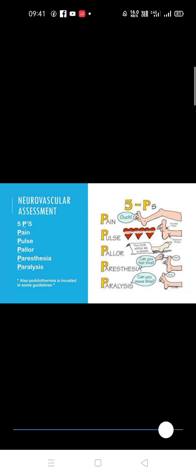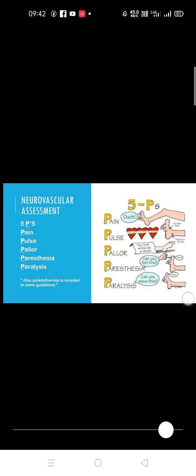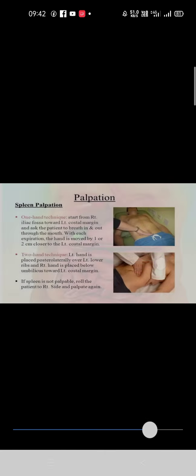You have to ask the patient if he can move his legs, if he can move his hands or not. Okay, so all these 5 P's you have to assess in the neurovascular assessment. So this was all about your physical assessment. Okay, so I'm going to revise once more.